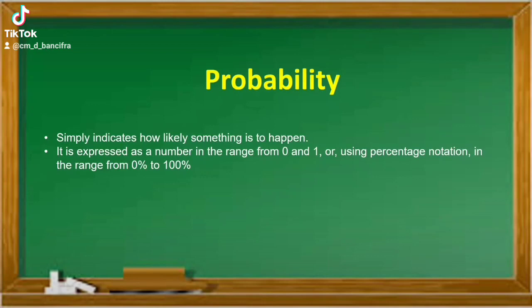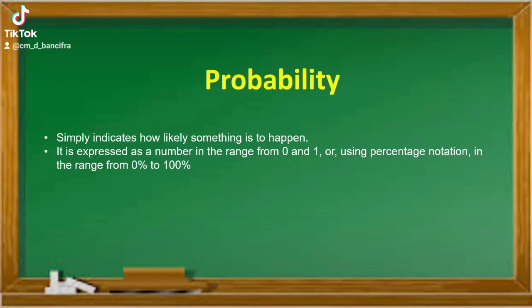At para mas ma-represent and mas ma-visualize ang probability na mangyari ang isang event, it is expressed as a number in the range from 0 and 1, or using percentage notation in the range from 0% to 100%. So, ang range ng probability ay nagre-range lang from 0 to 1.